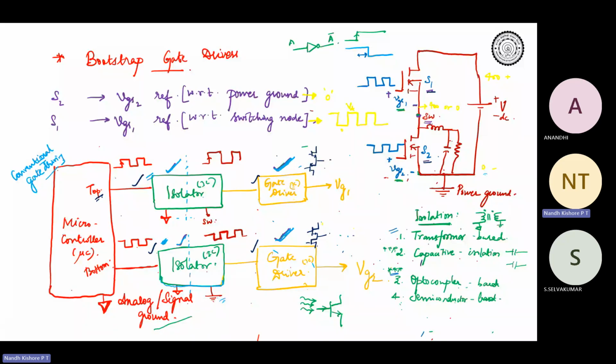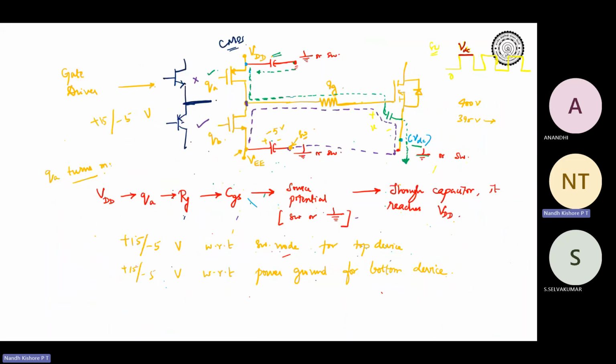Over here, you see for the top, there is a separate isolator, gate driver, and so on. For the bottom, there is a separate isolator, gate driver, and the gate circuit. The motivation for bootstrap is, can I have an arrangement through which I can drive both S1 and S2? Do you get the motivation? That is why bootstrap gate drivers came into play. Can I do away with this circuit and have an arrangement which will allow me to drive both S1 and S2?